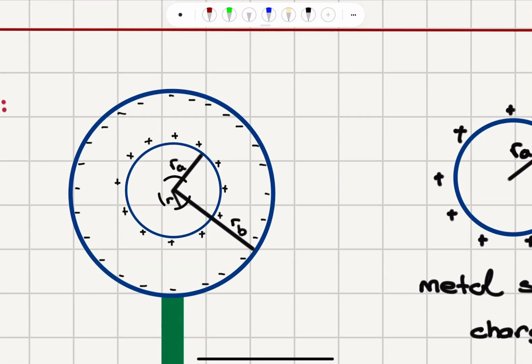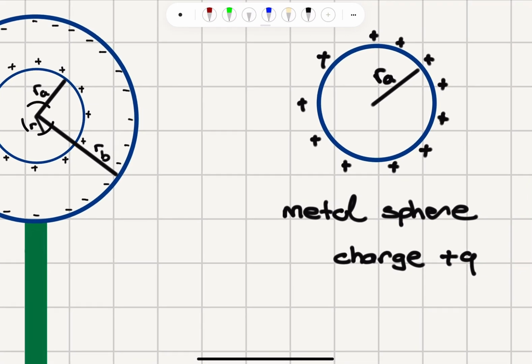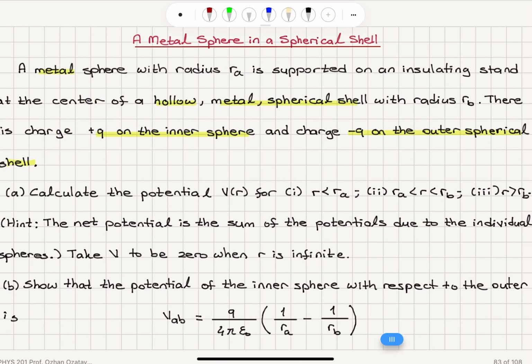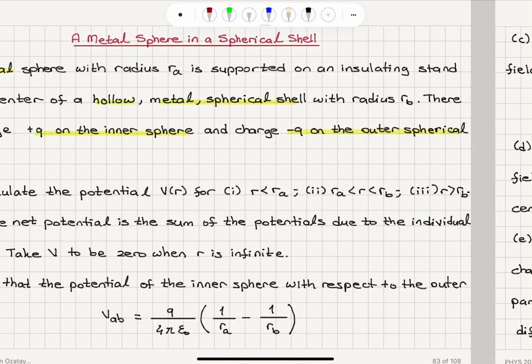All right, and the radii are r sub a and r sub b, and I will progressively consider Gaussian surfaces with different radii. So for example, for the first case, I will consider a Gaussian sphere with radius r less than r sub a. Now, the problem suggests that I can think of the net potential as being due to the sum of potentials of the two spheres.